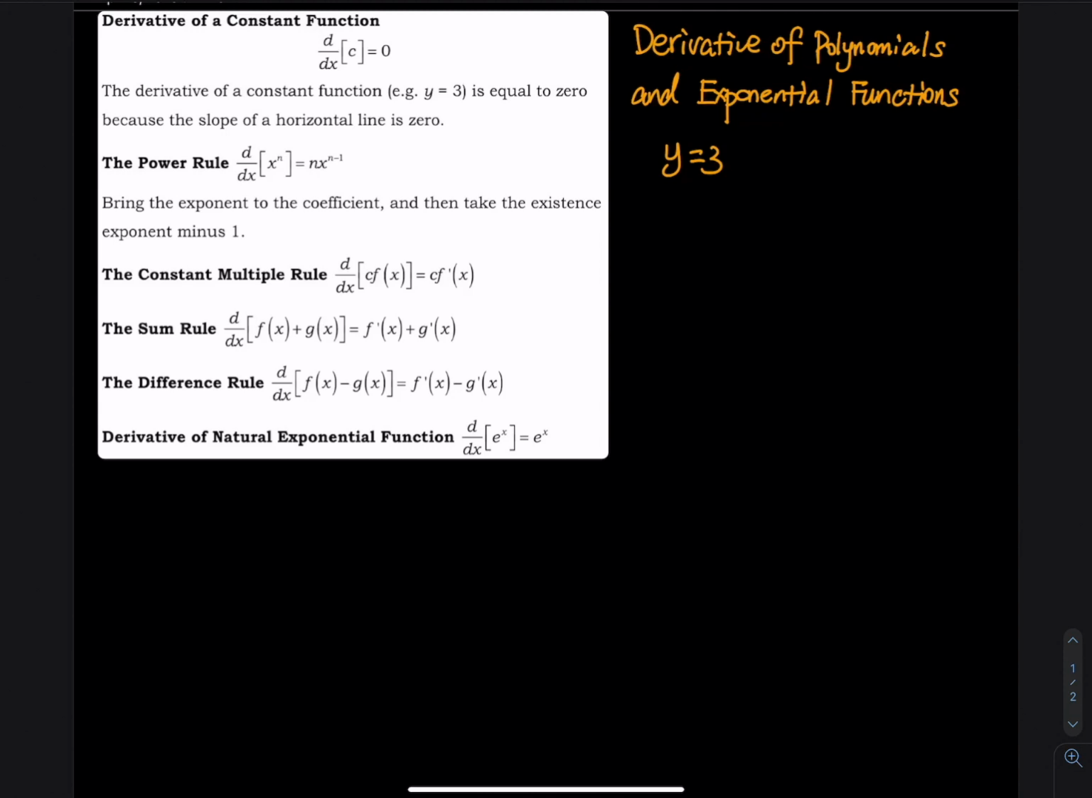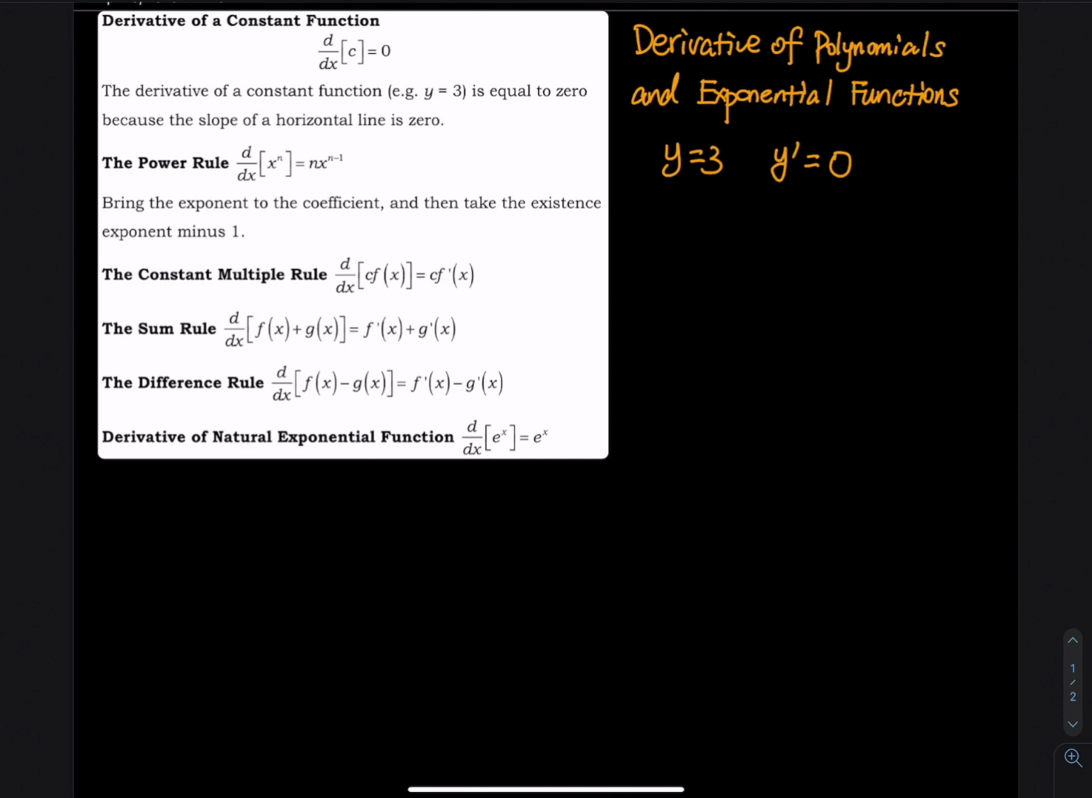In this section, we are going to discuss derivative of polynomial and exponential function. So first, we start with derivative of a constant function. So we have a function y equals 3. It is a horizontal line. Since the slope of a horizontal line is equal to 0, y prime is just equal to 0.